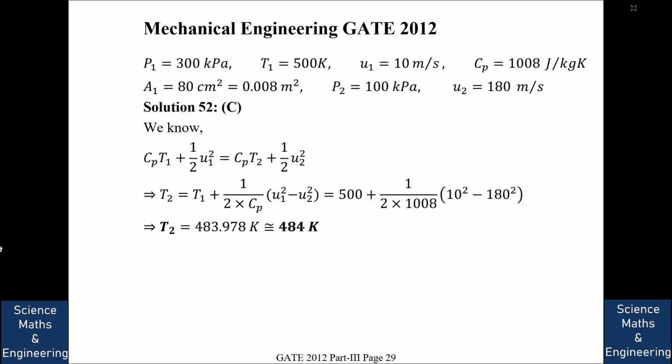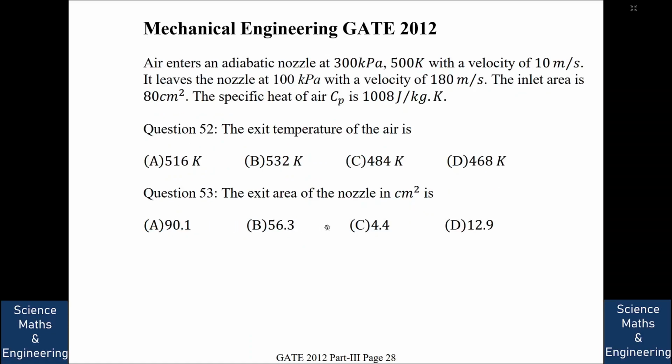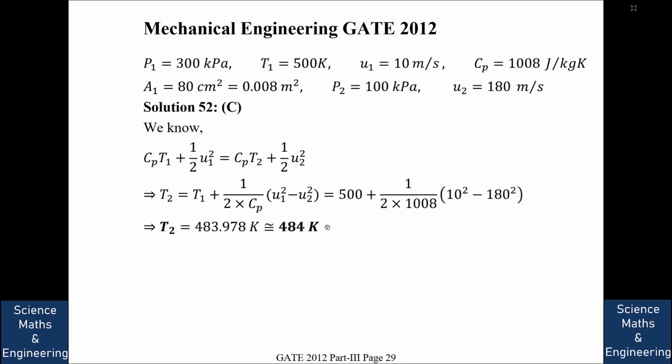So we know that the total energy is conserved. So Cp into T1 plus half of U1 square would be equal to Cp into T2 plus half of U2 square. So from here we get T2 would be equal to 484 Kelvin. So that gives us the exit temperature. It is 484 Kelvin.